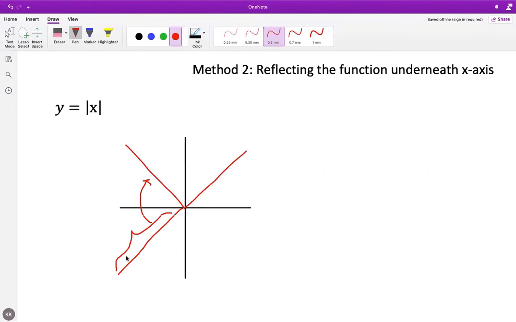A lot of you may be asking why we need to reflect the function underneath the x-axis in order to get the absolute value function. Remember, for the absolute value function, we don't expect to see any negative y values. That's why I need to reflect the underneath portion in the x-axis to get the new function, which looks something like this. This is the new function we are looking for, a V-shaped function.